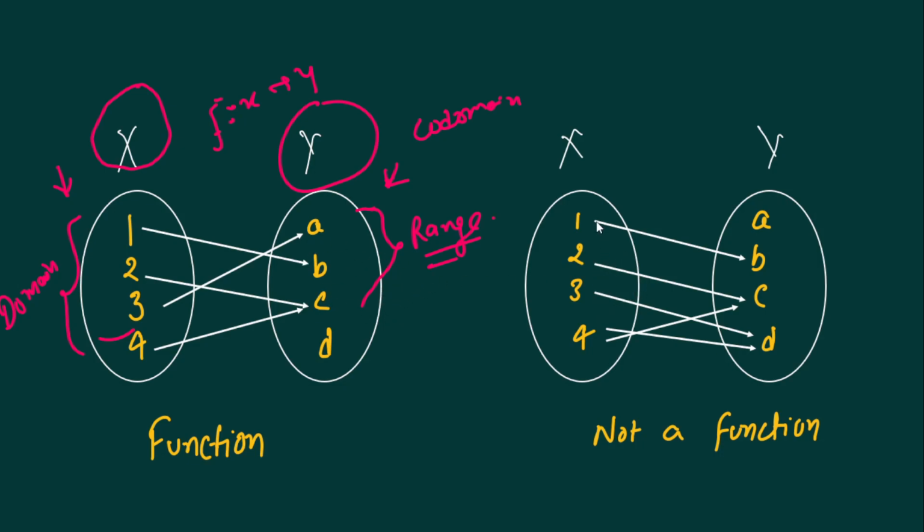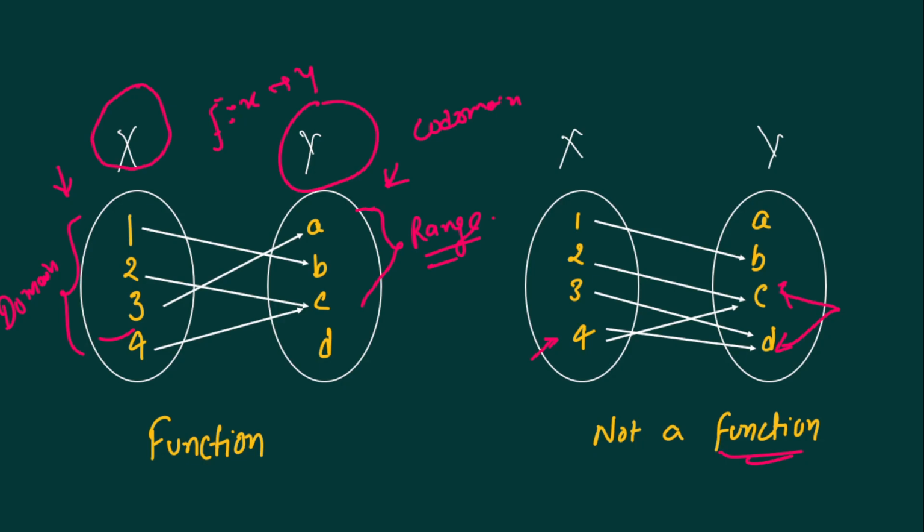Here you can see that 1 is mapped to B, 2 is mapped to C, 3 is mapped to D, and 4 is mapped to C, and also 4 is mapped to D. So one element has two different outputs, meaning one element of X is mapped to two different elements of Y. So this is not a function. I hope you are clear with the function.